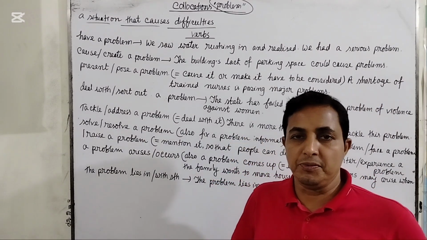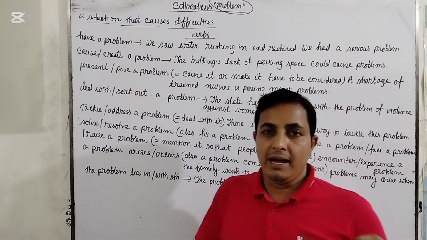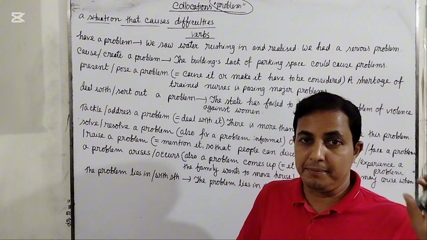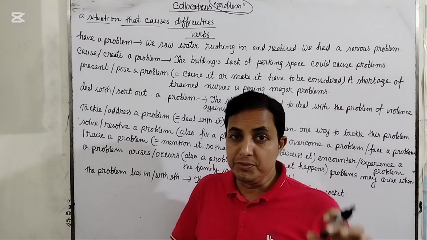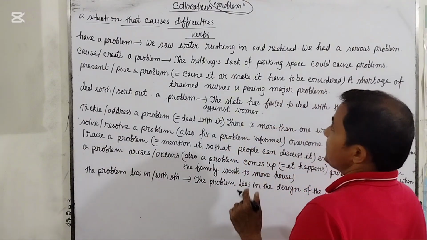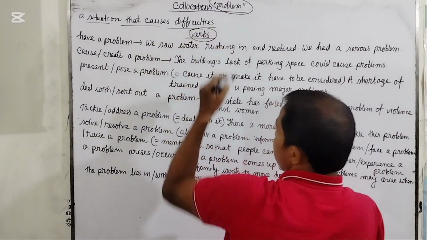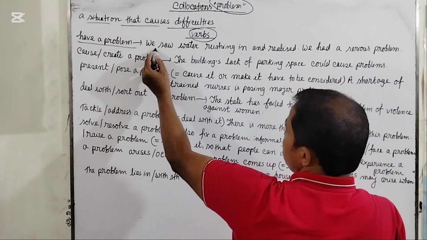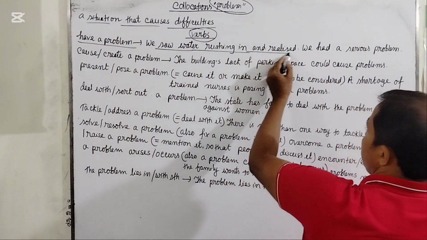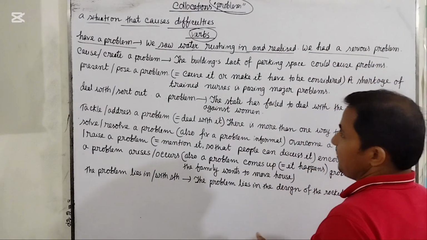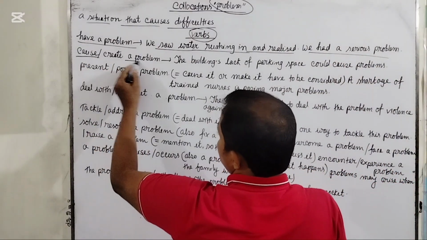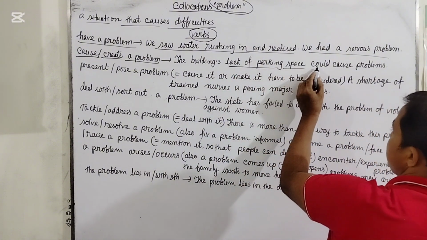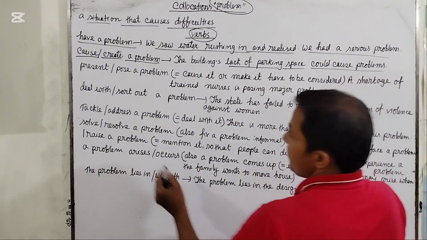Now I'm going to explain how to use verbs with it, that means how to use verbs as a collocation. Have a problem. Example: we saw water rushing in and realized we had a serious problem. Cause a problem, create a problem. The building's lack of parking space could cause problems.